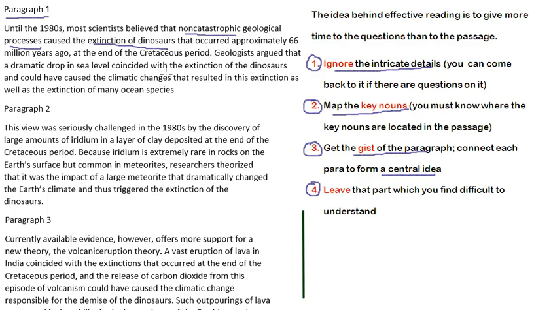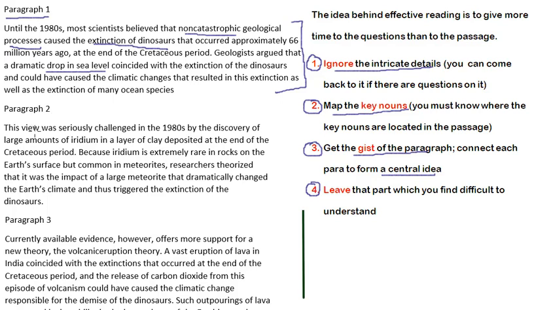Geologists argued that a dramatic drop in sea level coincided with the extinction of the dinosaurs and could have caused the climatic changes that resulted in this extinction, as well as the extinction of many ocean species. So the author says that a drop in the sea level must have caused this extinction. So, what is this first para all about? The first para focuses on the extinction of dinosaurs and proposes a theory that the drop in the sea level was responsible for that. So, it's a very simple paragraph.